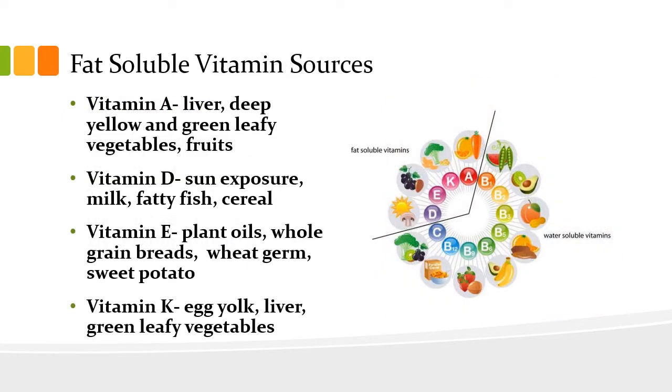The fat-soluble vitamin sources. Vitamin A can be found in liver and deep yellow and green leafy vegetables and fruits. Vitamin D can be obtained through sun exposure, milk, fatty fish, and cereal. Vitamin E is found in plant oils, whole grain breads, wheat germ, and sweet potatoes. And vitamin K can be found in egg yolks, liver, and green leafy vegetables.